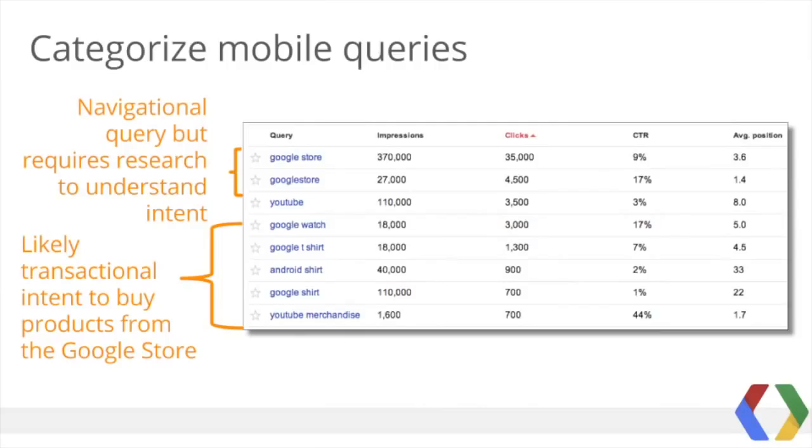To make sense of the data, as we discussed earlier, we may want to categorize queries. The first listed Google Store query variations are navigational queries. They require more research to understand intent. The third query, YouTube, is too broad to bring us qualified traffic, so we'll disregard it. The last 5 queries are likely transactional with intent to buy products from the Google Store.